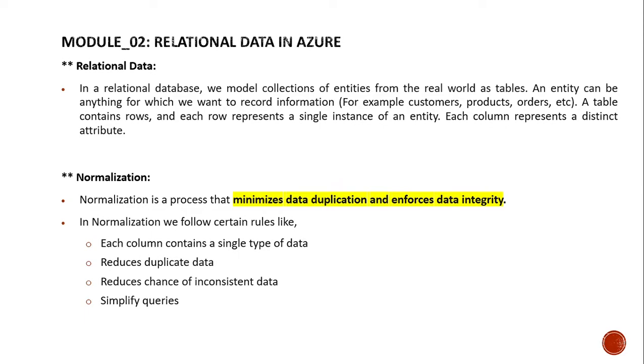The next is normalization. Normalization is the process that minimizes data duplication and enforces data integrity. We use normalization to convert denormalized data into normalized data, and then we store this normalized data in the form of rows and columns. There are certain rules that we follow to convert denormalized data into normalized data. You can pause and read the rules.